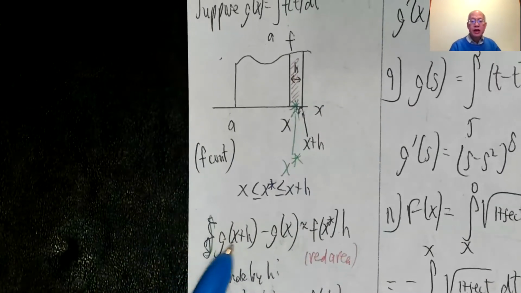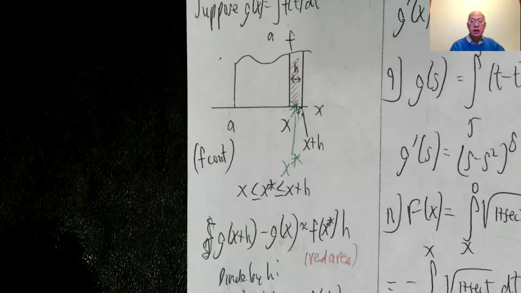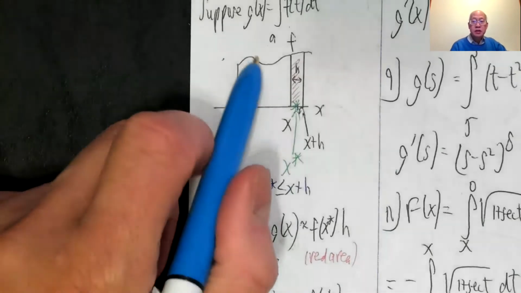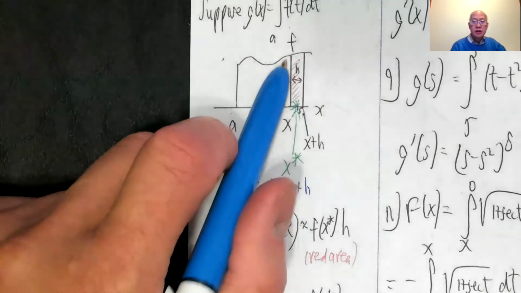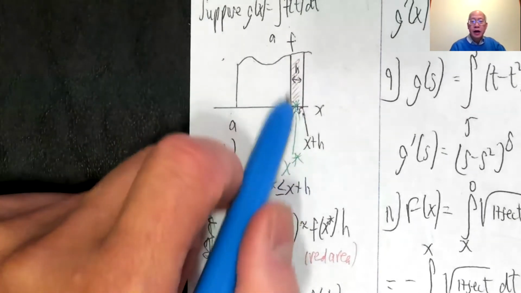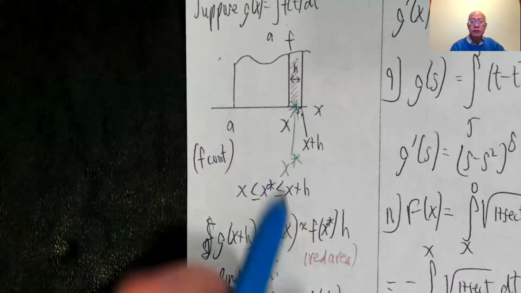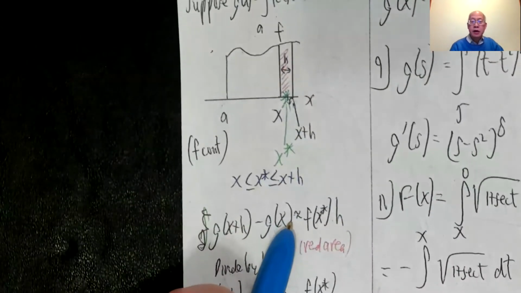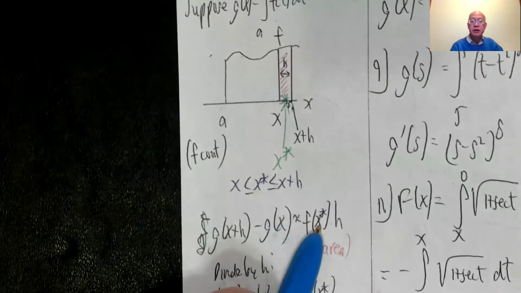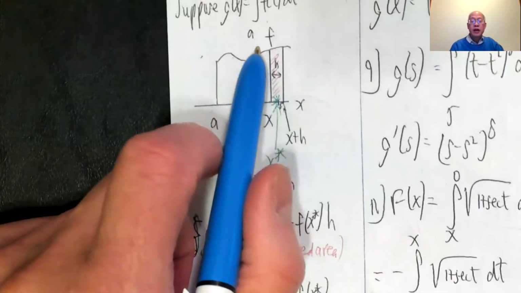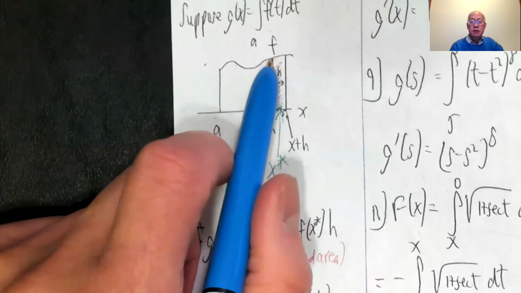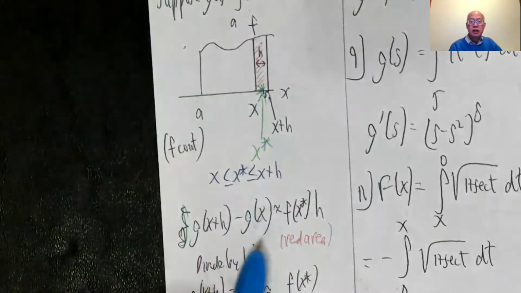All right, so g of x plus h minus g of x. G of x plus h is this region here. G of x is this one. So if I subtract, I have this region, which is almost a rectangle, that red area. I'm going to say it's approximately f of x star times h. If f is continuous, then the approximation of a rectangle is pretty good.